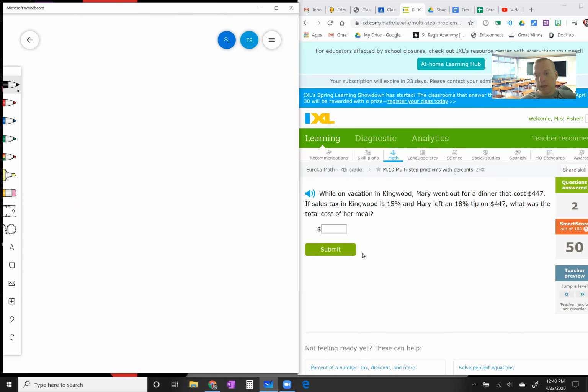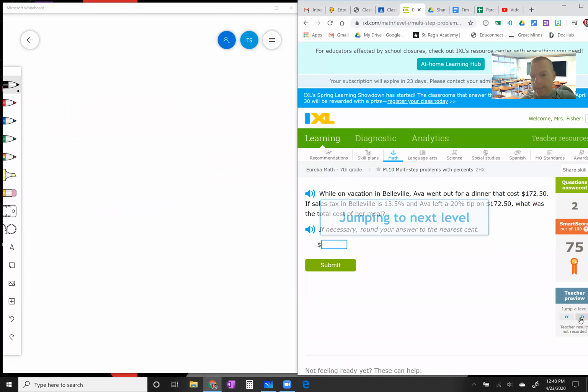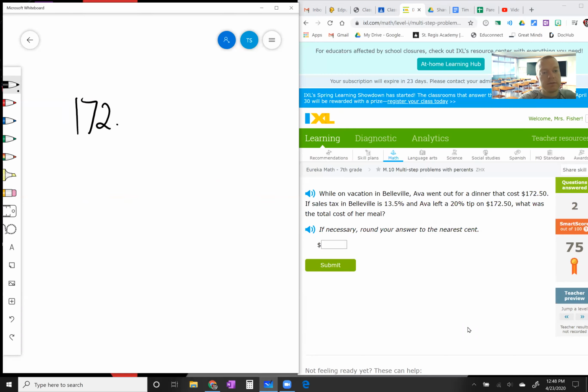Let's look at a harder one. Try this one. While on vacation in Belleville, Ava went out for dinner that cost $172.50. It's an expensive dinner. If sales tax in Belleville is 13.5%, holy moly, that's a big percent, and Ava left a 20% tip, what was the total cost? It's going to be an expensive dinner. Here we go. So $172.50. She had to pay 13.5% sales tax.